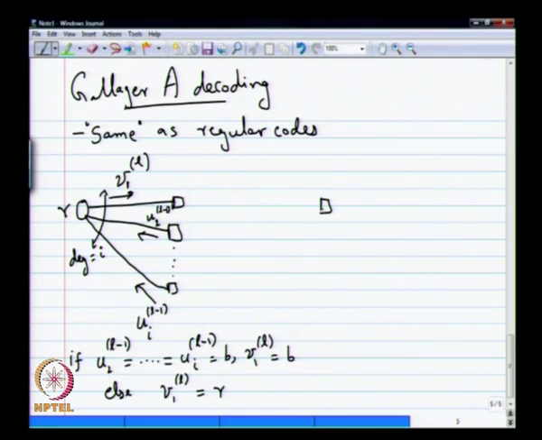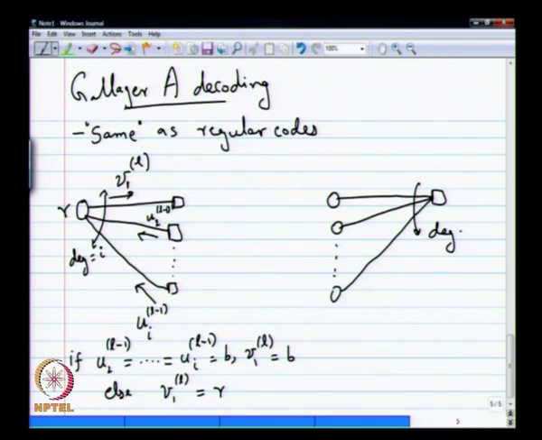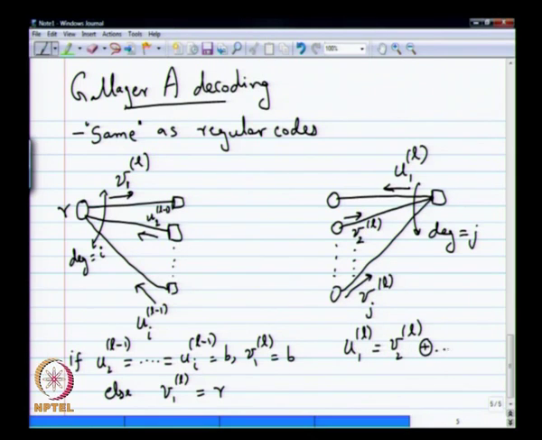So, what happens on the check node side? The check node might have degree j, which means that if it receives V2 L all the way down to Vj L in this iteration, it should pass back U1 L. And what will U1 L be? The XOR of all these guys. That is it. Essentially the decoding extends very trivially, there is no problem in the decoding.